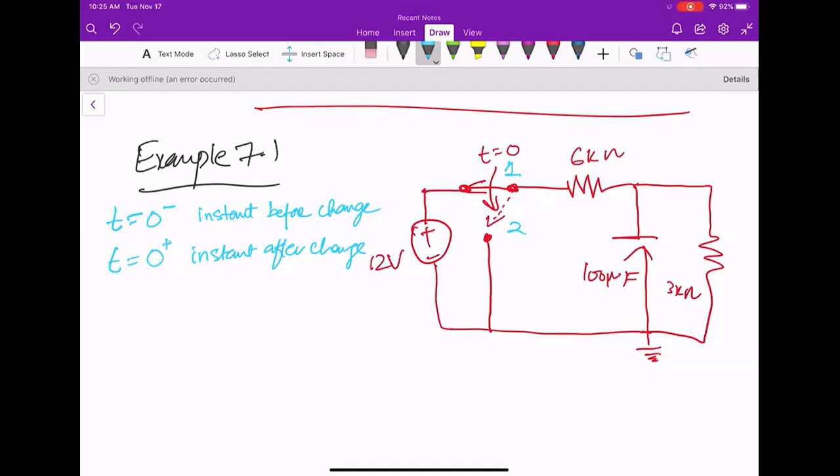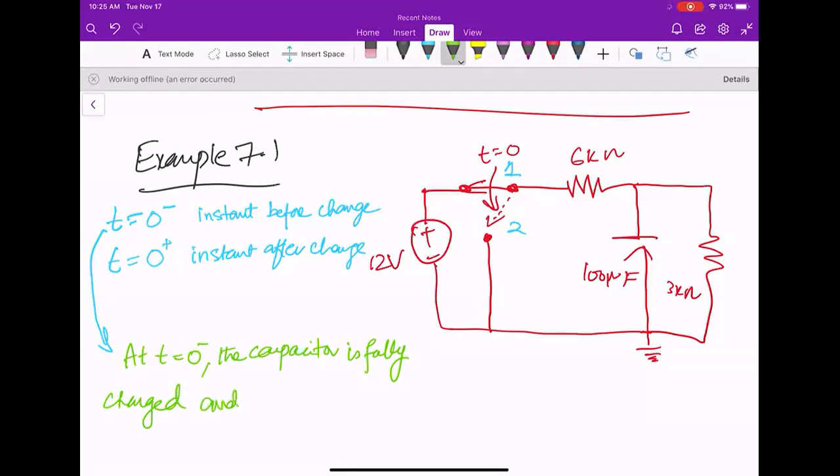So you know that at t is equals to 0 minus, capacitor was being charged by the voltage source. So we think that capacitor is fully charged, right? And when it's fully charged, it conducts no current and acts as open circuit.